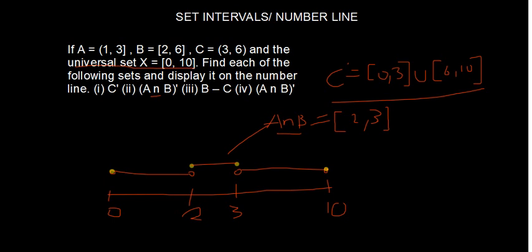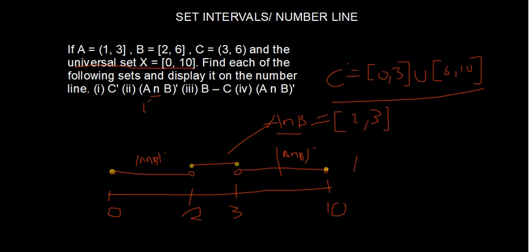Okay. So how do we write the final answer? You can even indicate this to be your A intersection B complement. Is this one? A intersection B complement. So how do you write it? We're going to write it as A intersection B complement.